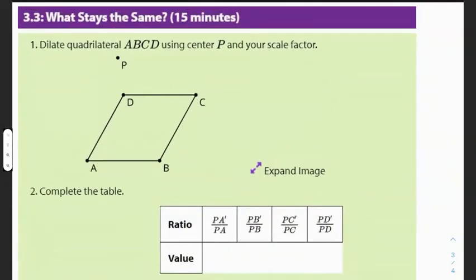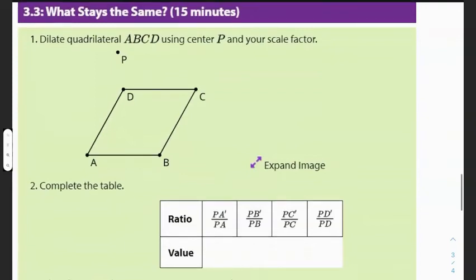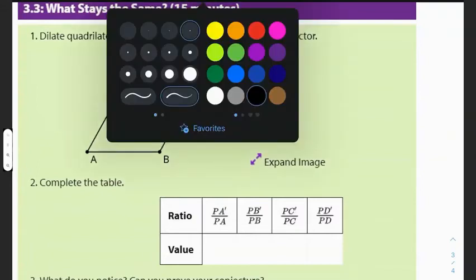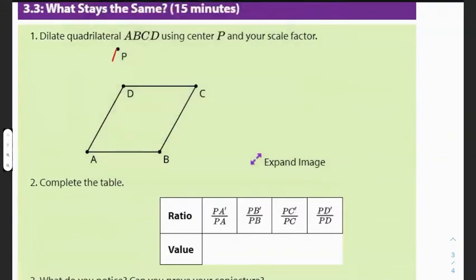What stays the same? So if we were to do a dilation of ABCD using center P and your scale factor, complete the table. Let's see. So PA prime, so P to A prime. So wherever your scale factor is, let's say, well, 2 is a little too large. Can we try half? Okay, I choose to do half, because if I get larger here, it's going to get all over the place. It's going to turn into a real mess.